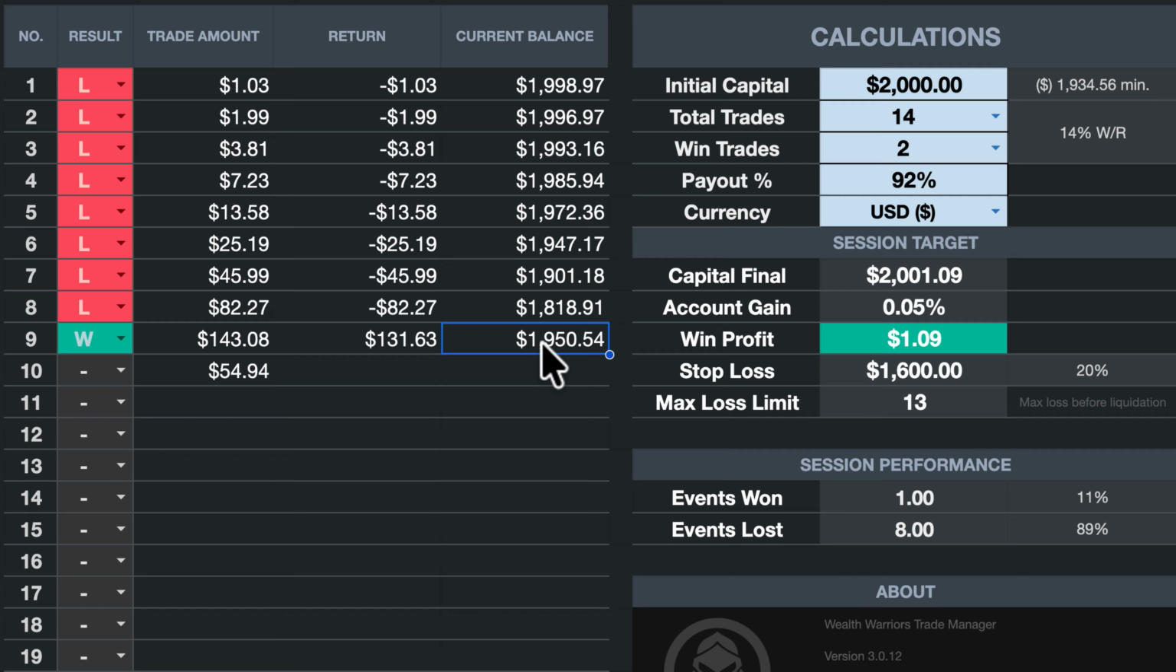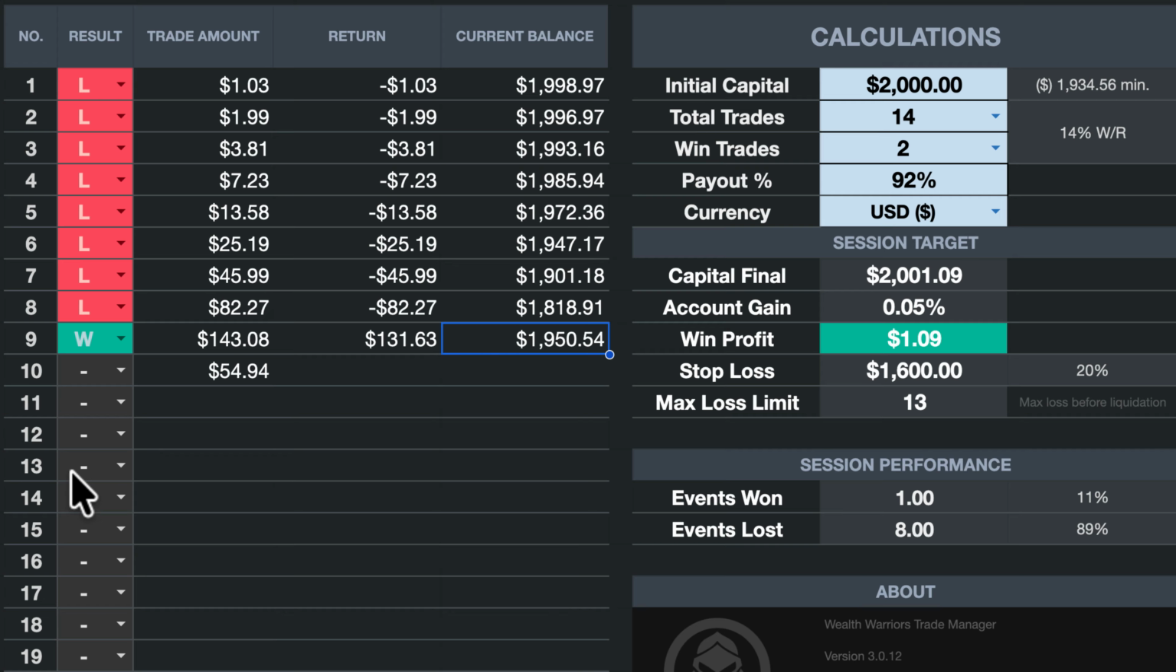Now, technically, your trading session is not over. You still have one more win to go, right? Well, you've only got 1, 2, 3, 4, 5 trading slots to go. So you've got to win 1 out of 5 trades. In the next 5 trades, you've got to have a winner. And if you don't, your max loss before liquidation is 13. So you could blow your account after the 13th trade. You just have to keep that in mind.